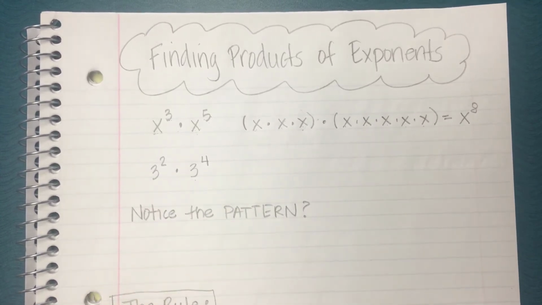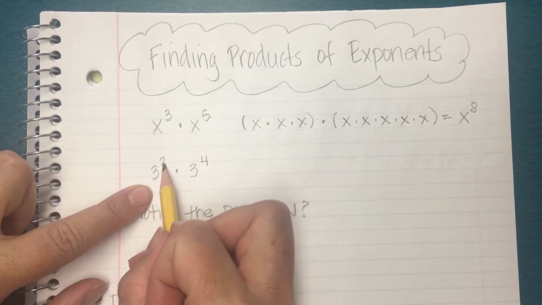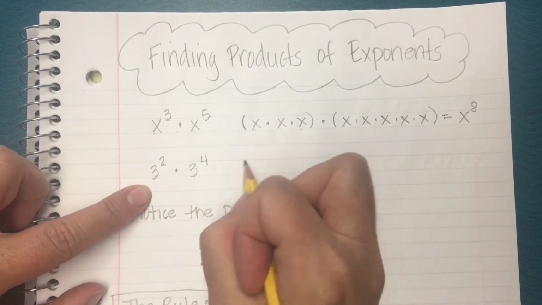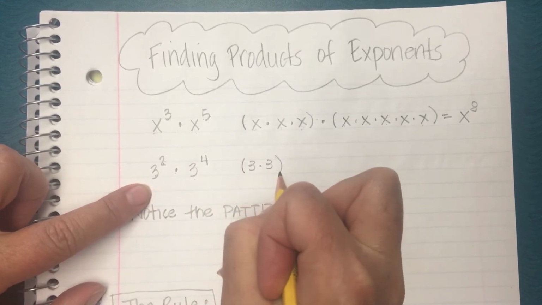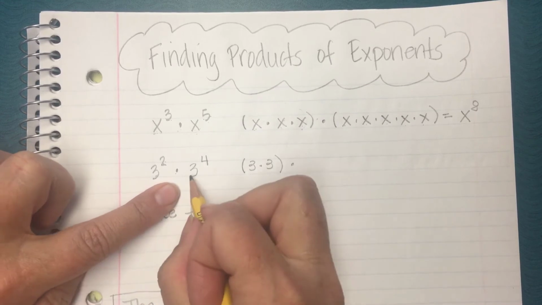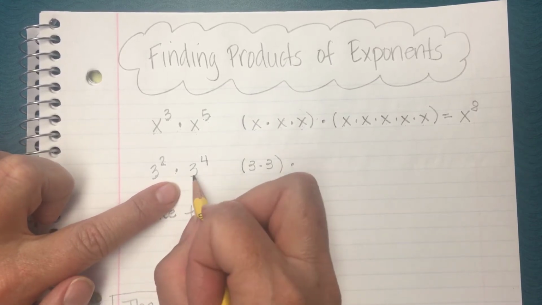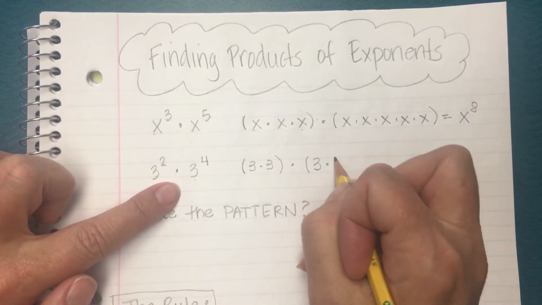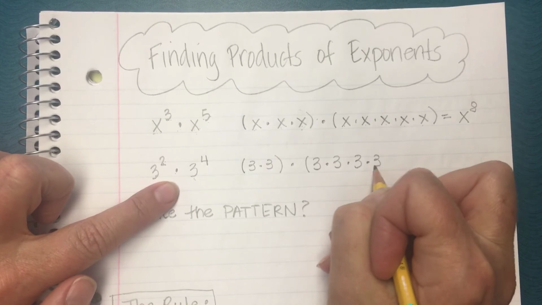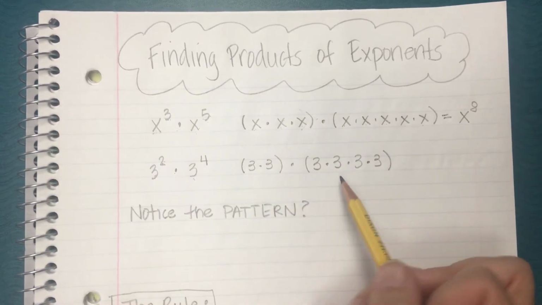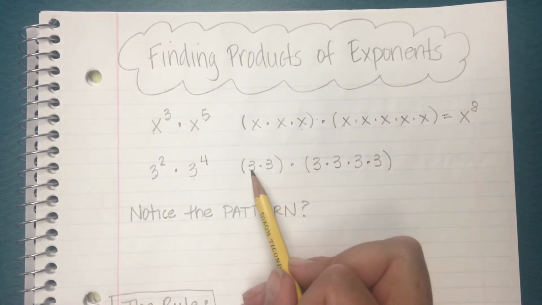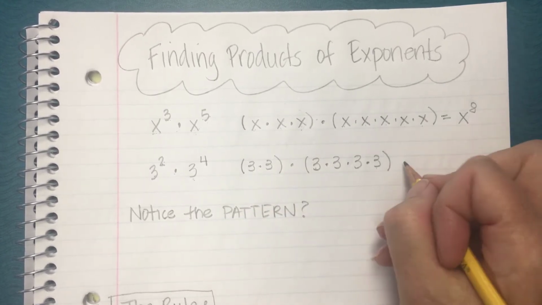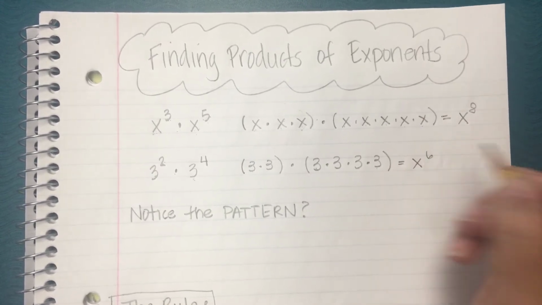Let's try it with a number. Notice in my first one I have 3 to the 2nd power times 3 to the 4th power. I know that 3 to the 2nd power is the same thing as 3 times 3. Then I'm multiplying it by 3 to the 4th power. That means I'm going to take my number 3 and multiply it by itself 4 times. So 3 times 3 times 3 times 3. Now I'm just going to condense. How many 3's do I have? 1, 2, 3, 4, 5, 6. So I would write this as x to the 6th power.